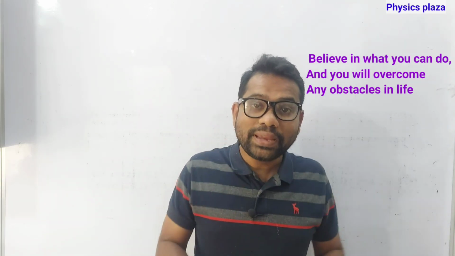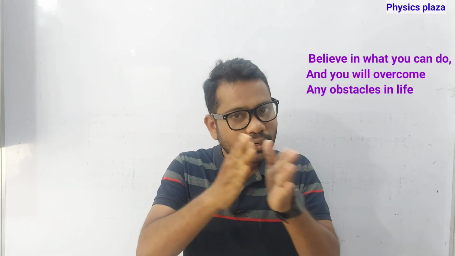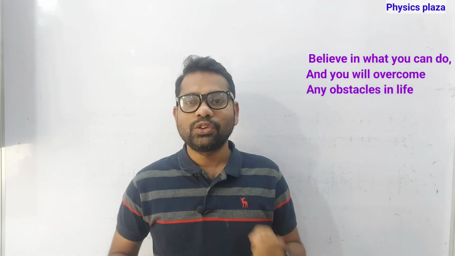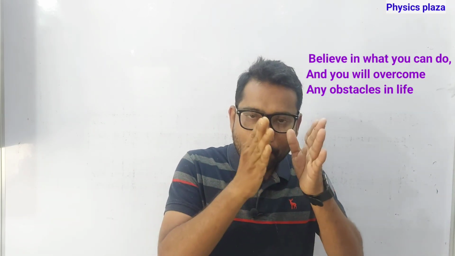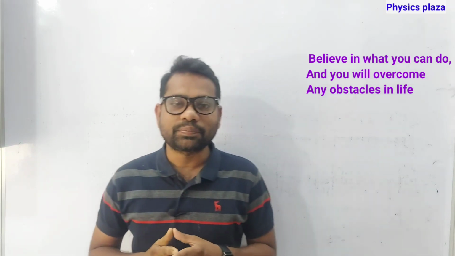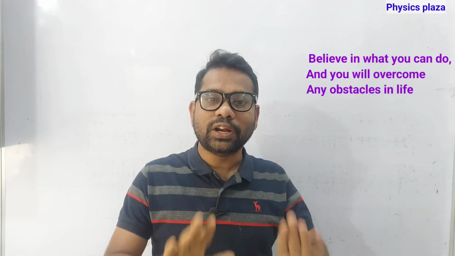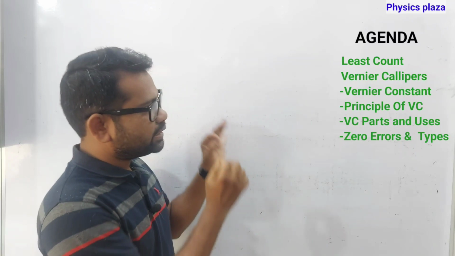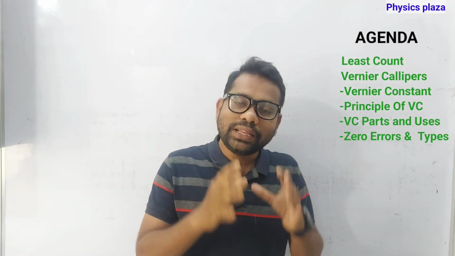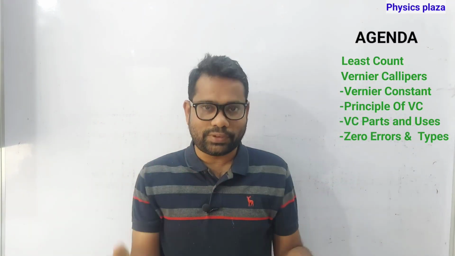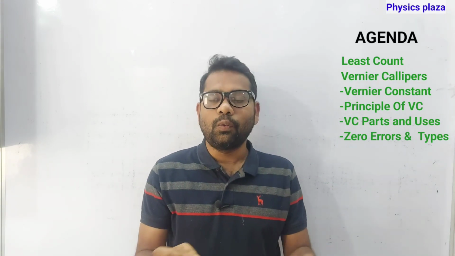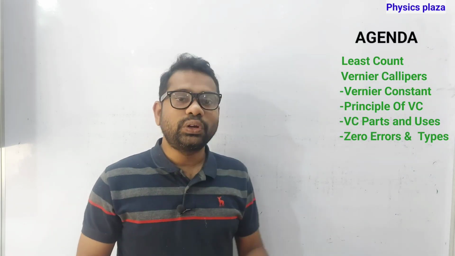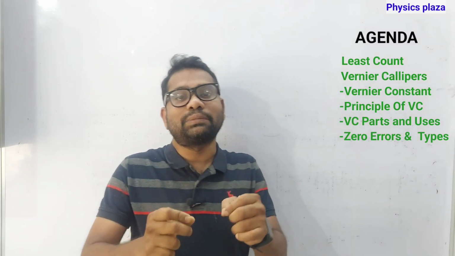In today's class, mainly we will be talking about the measurement of length. We are not going to talk about the measurement of mass or the measurement of time. Strictly, we will be talking about the measurement of length only. Now, what are the main topics which we are going to cover in this video? Let us see. The first thing which we will be covering is least count. Children, this least count we will discuss in general first of all. We'll try to understand what actually least count is. After that, we will talk about the Vernier calipers.